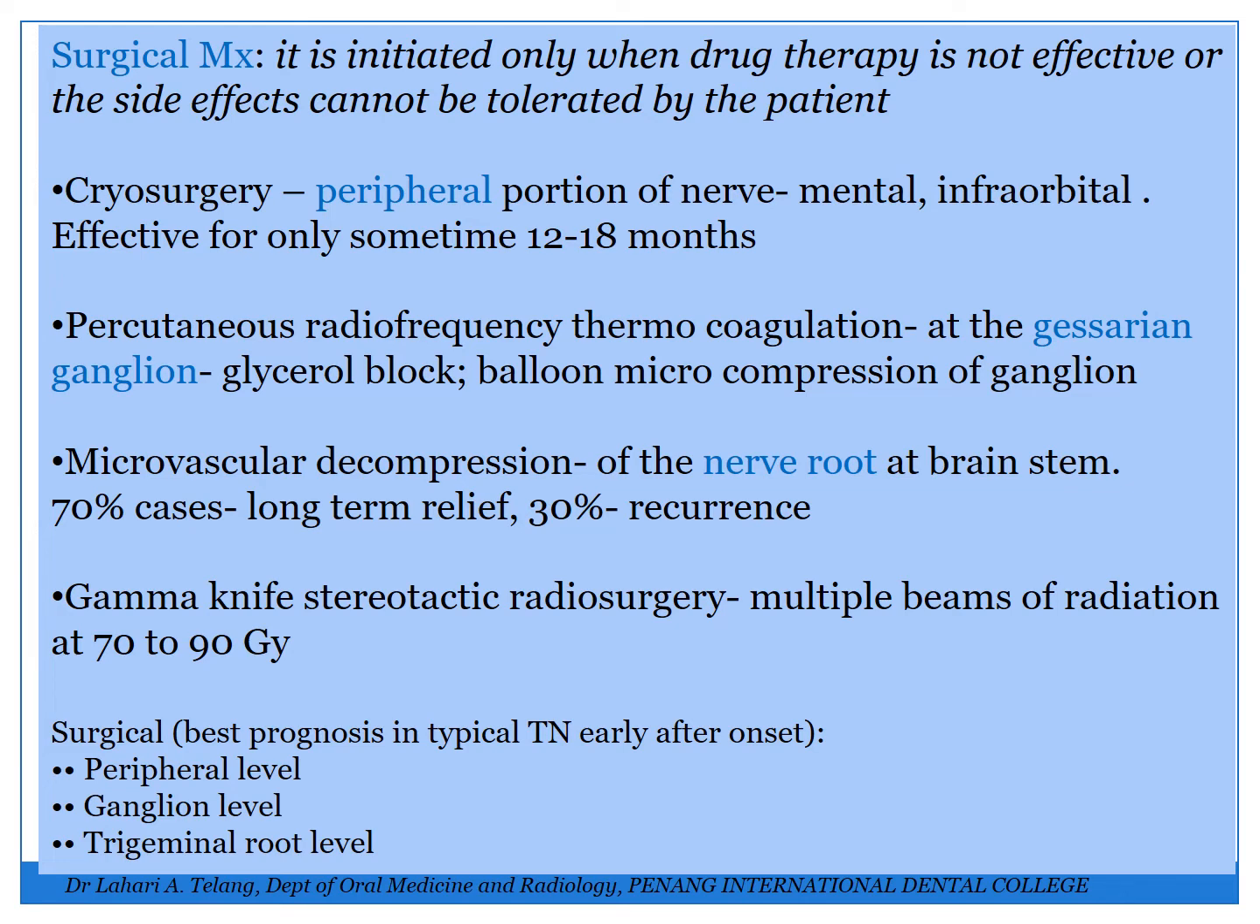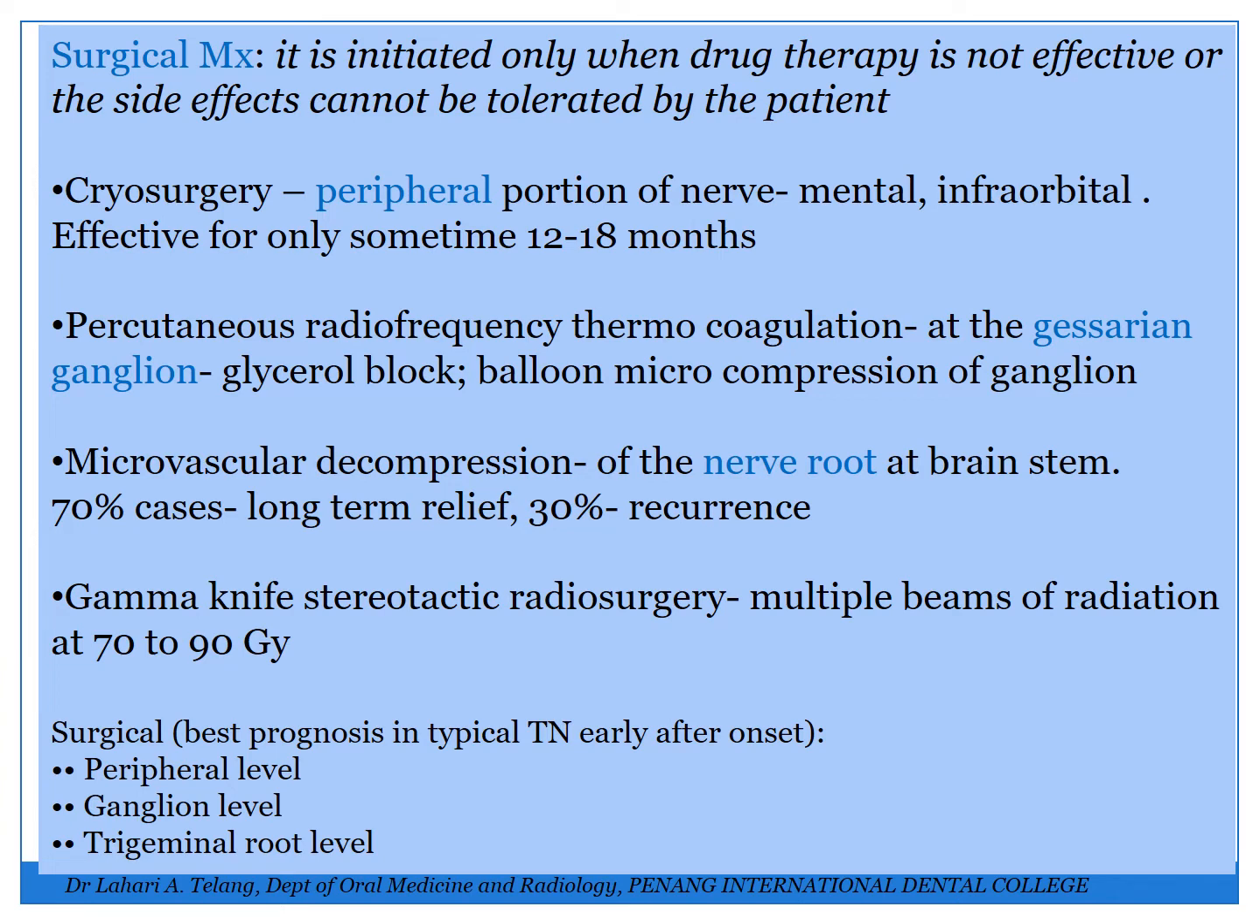Cryosurgery, where the peripheral portion of the nerve, the mental and the infraorbital nerves, is subjected to cryosurgery, is effective for only a time of 12 to 18 months. Percutaneous radiofrequency thermocoagulation has also been tried at the Gasserian ganglion, where a glycerol block is given or a balloon microcompression of the ganglion is done. Microvascular decompression is done at the nerve root at the brainstem. 70% of the cases get long-term relief, but 30% may have recurrence.